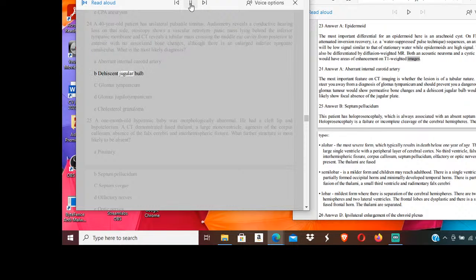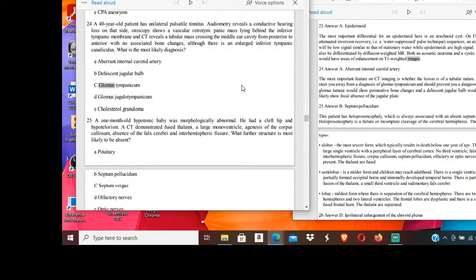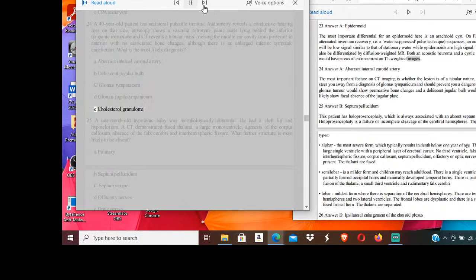A. Aberrant internal carotid artery. B. Dehiscent jugular bulb. C. Glomus tympanicum. D. Glomus jugulotympanicum. E. Cholesterol granuloma.